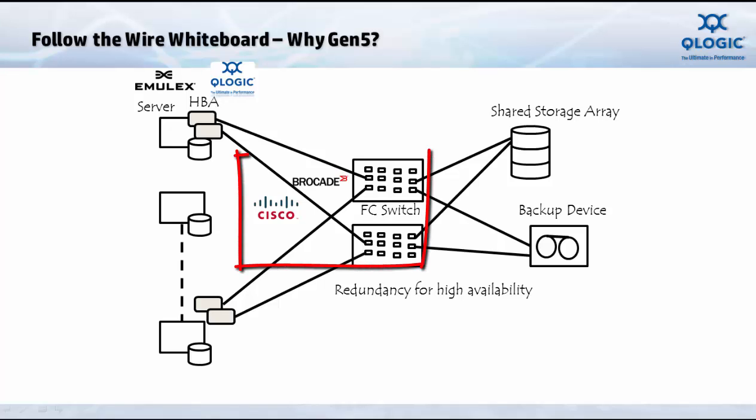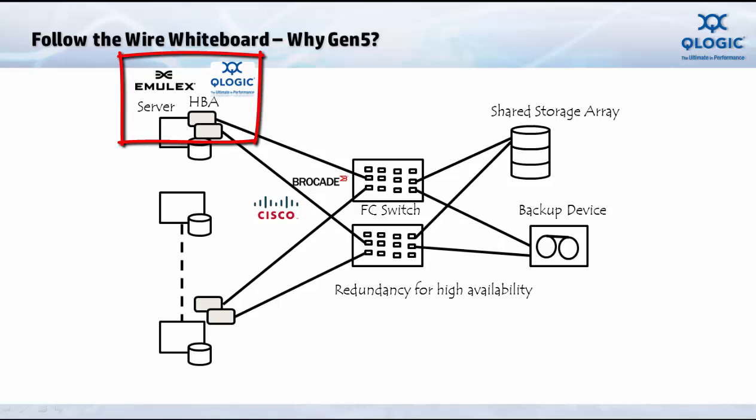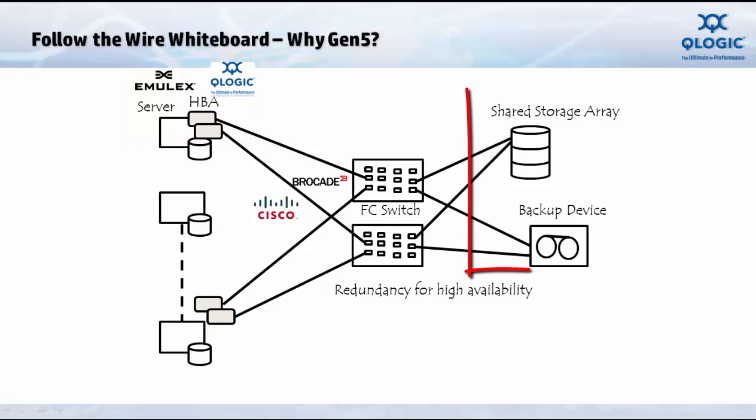Fibre Channel switching from industry leaders like Brocade and Cisco are deployed to share storage among the application servers. Fibre Channel adapters from QLogic or Emulex are installed in those servers, allowing them to be connected to the Fibre Channel fabric. Modern storage arrays and backup devices are connected to the SAN as well, and this architecture greatly simplifies storage management, improves storage scalability, and addresses data protection challenges.